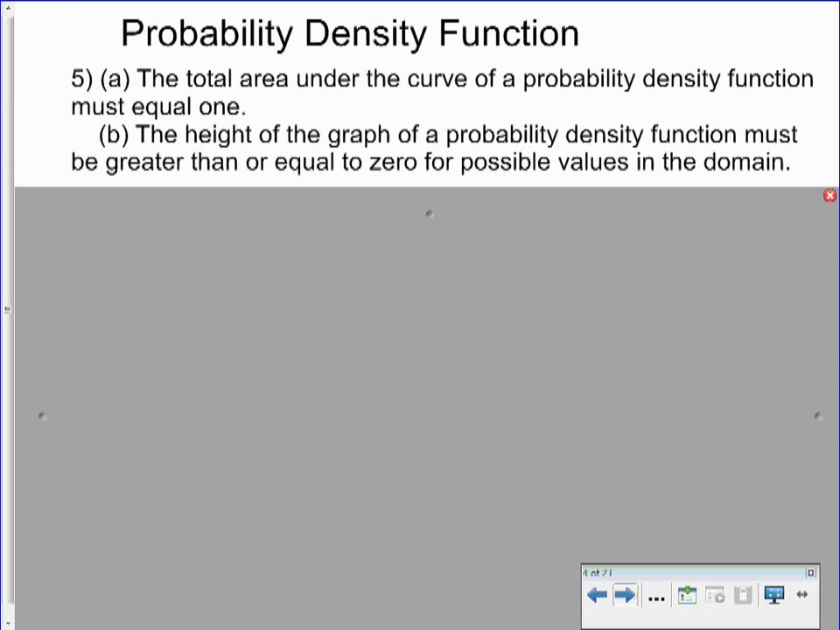Also, of course, you can't have anything that's negative. You can't have anything that's over 1. So the height of the graph must be greater than or equal to 0 for any possible value. So you can't dip into the negative area, because you can't have negative probabilities.